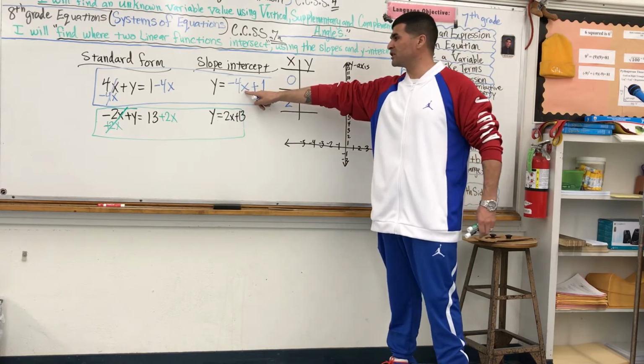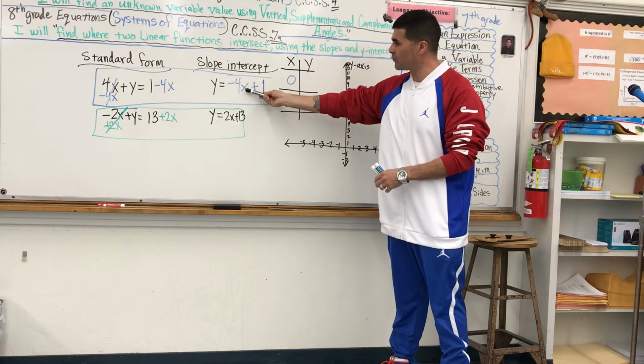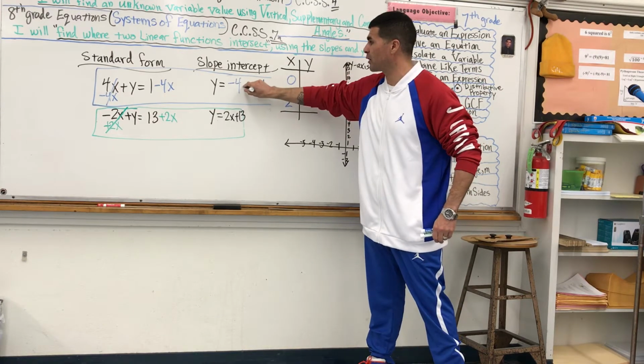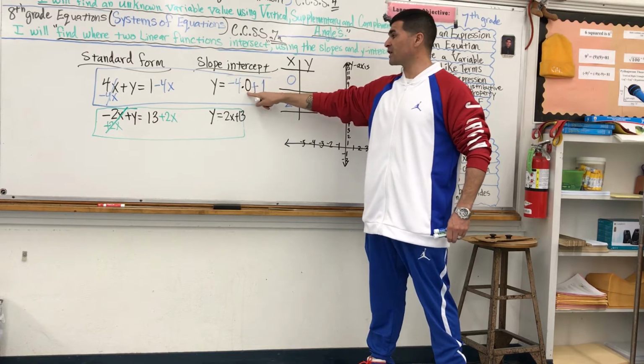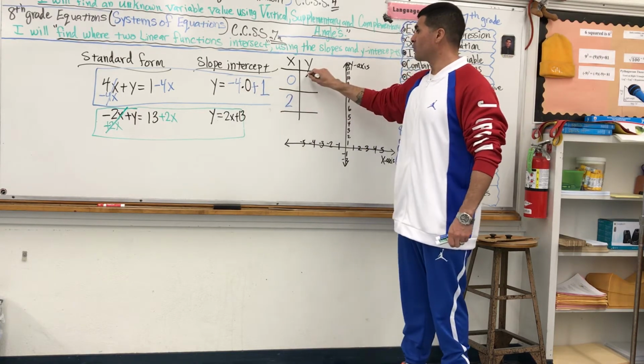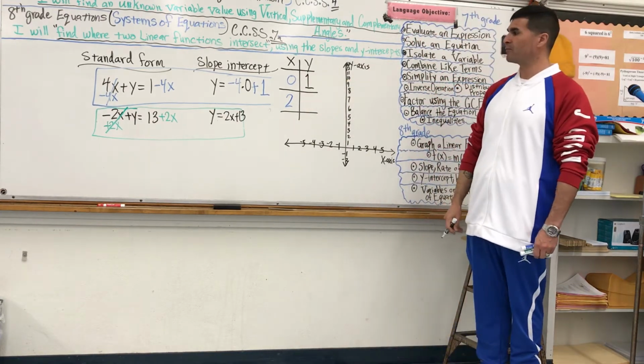Well, I'm going to put 0 here, and I'm going to substitute in my value of x equals 0 right here. So I take out my x value, and I put in 0. So negative 4 times 0 is 0, and 0 plus 1, when x is equal to 0, the y value is going to be equal to 1.